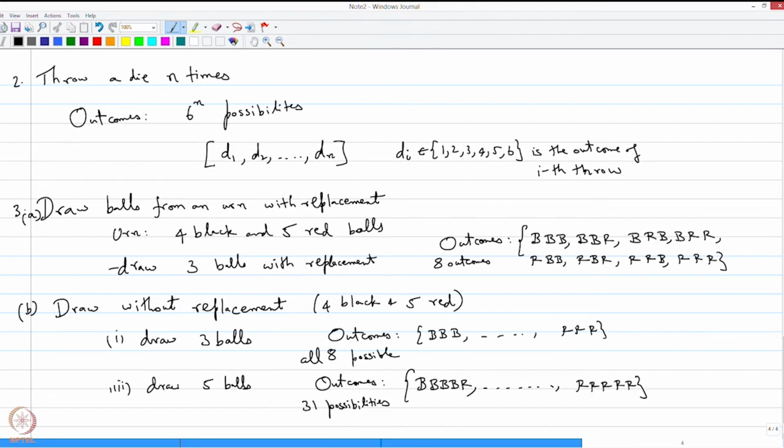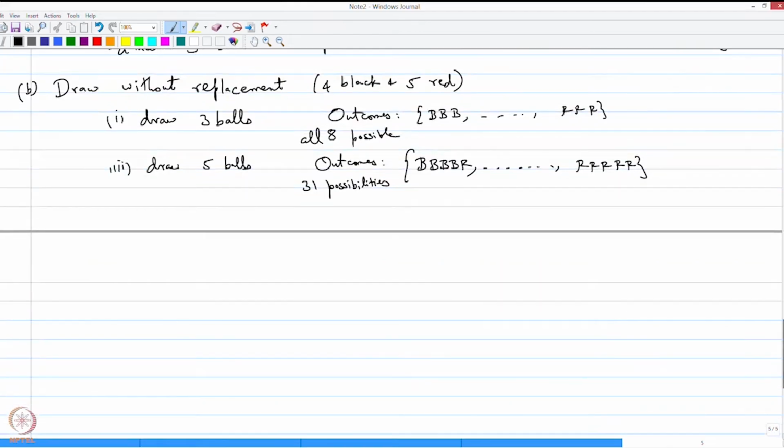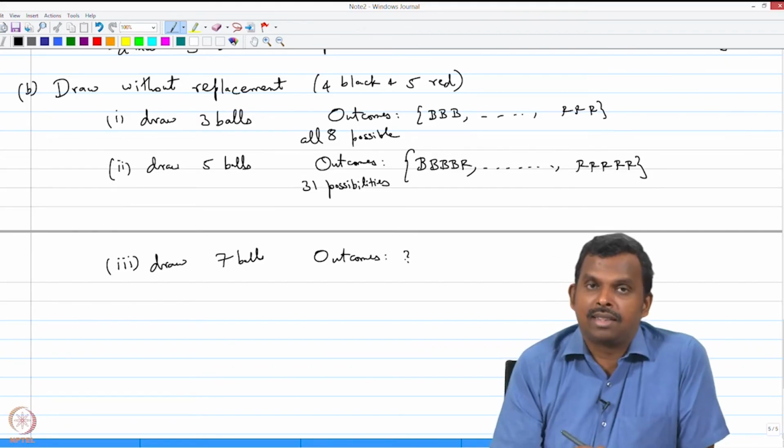Now, the situation will become more and more confusing if you consider a larger number of draws. I think I am making a bit of a mess here. So, this is the second possibility, this is the third possibility. Let us say I draw 7 balls. This is going to be a bit interesting to think about. How many possible outcomes are there? I will leave it as an exercise to you.